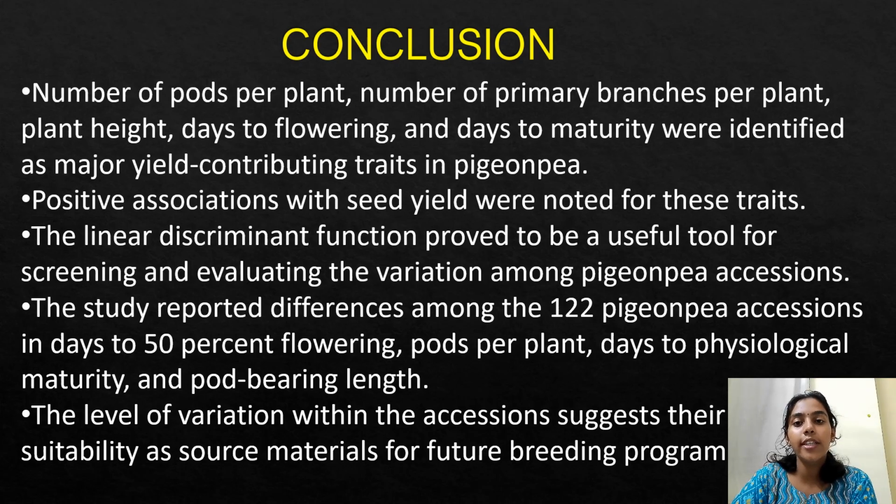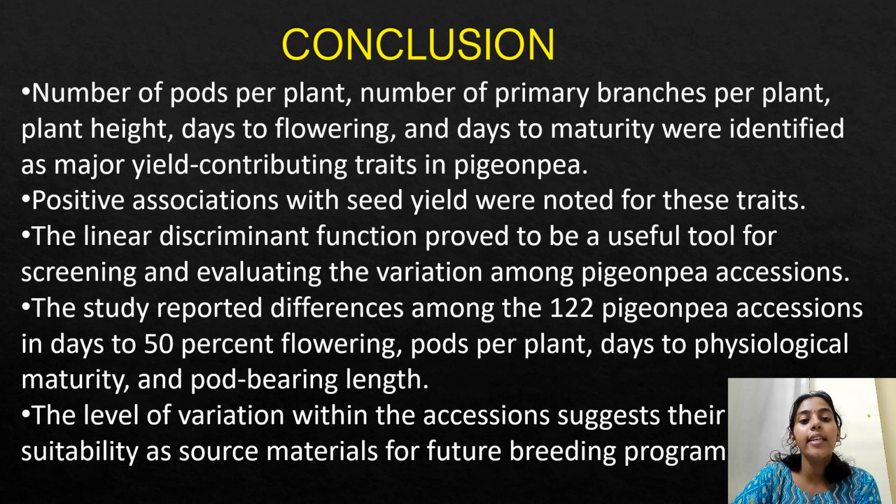The conclusion of the case study is that the number of pods per plant, number of primary branches per plant, plant height, days to flowering, and days to maturity were identified as major yield contributing traits in the pigeon pea plant. The positive association with seed yield was noted for these traits.